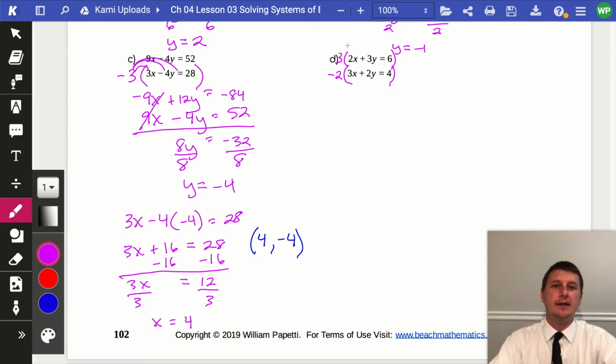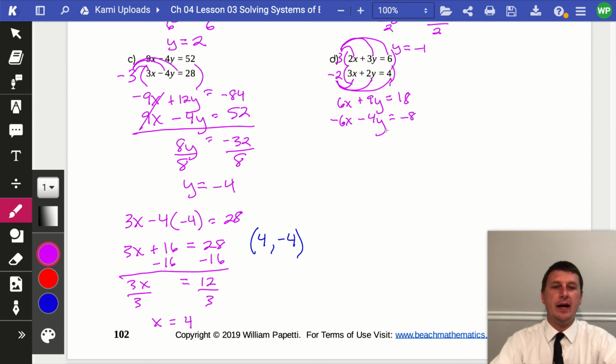So now if I distribute the 3 to the top equation, I'd get 3 times 2x is 6x, 3 times 3y is 9y, and 3 times 6 is 18. On this bottom equation, I'm going to distribute the -2 to the 3x, and I'll get -6x. And if you notice, there you have your opposite coefficients. Those will eventually cancel out, but I need to make sure I distribute to everything else first. -2 times 2y is -4y, and -2 times 4 would be -8.